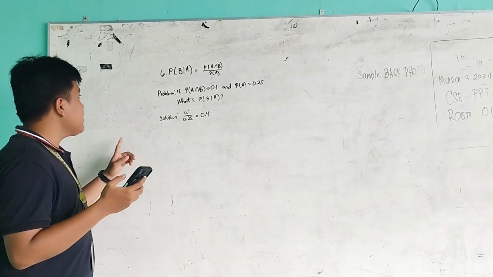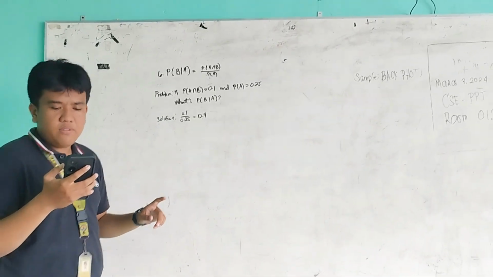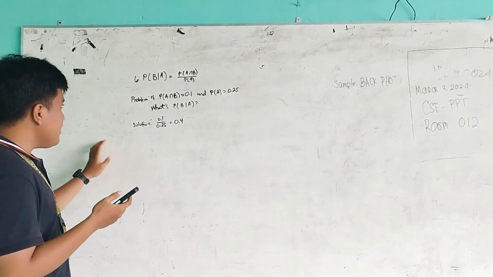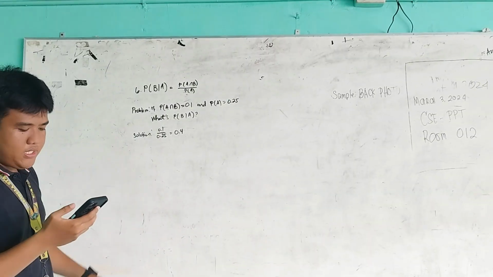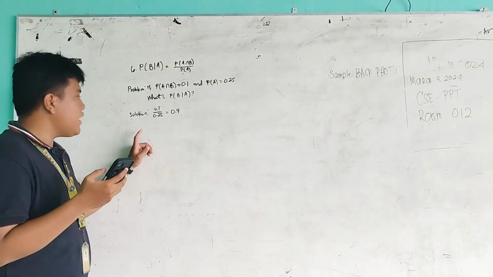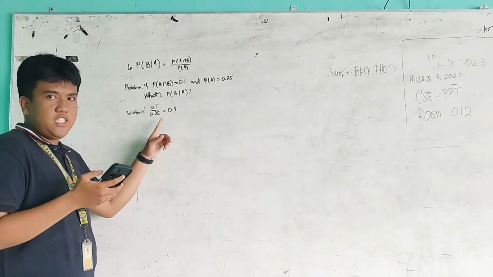Just like the last one, but now the condition is A instead of B. We're given that A happened, what's the chance that B also happened? 0.1, 0.25, 0.4.